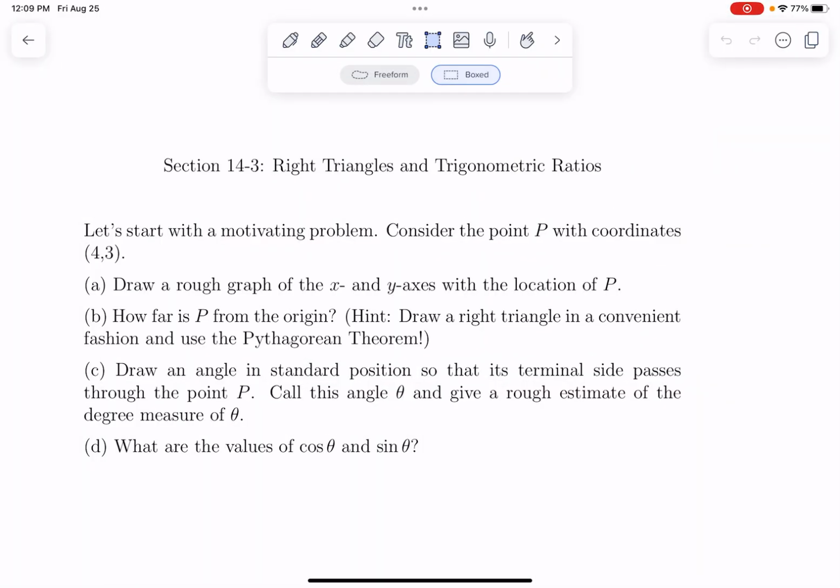Hello there. In this video, I'm going to do the first part of section 14.3, which is about right triangles and trigonometric ratios. By the end of this section, we will understand how to apply trig functions like sine and cosine and tangent in ways that feel like they're finally leaving the xy plane and set up in more flexible ways that will allow us to do lots and lots of problems.